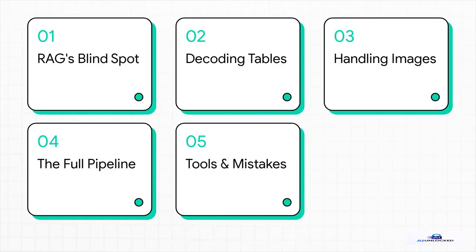All right, so here's the game plan. First, we're going to dig into RAG's multimodal blind spot. Then we'll get practical and cover how to decode tables the right way. After that, we'll tackle how to make our system see and understand images. Then we'll put it all together in an end-to-end pipeline. And finally, we'll wrap up with the must-know tools and the common mistakes to avoid.